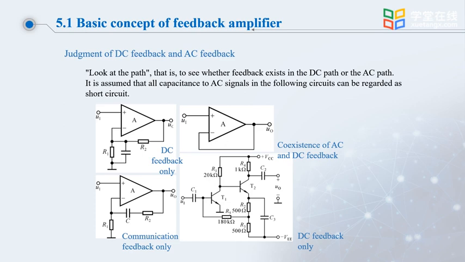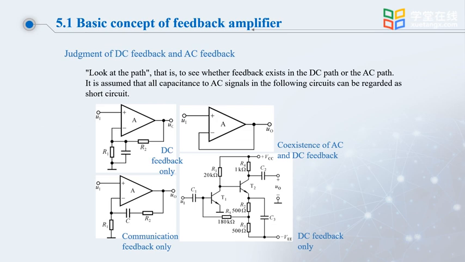So in the figure below, the R2 and the capacitor have changed their positions. In the DC case, R has no connection to the input port, it's cut off, so there is no DC feedback. But the capacitor is a short circuit in the AC case, so there is feedback in AC. So the picture below is just an exchange of feedback, and the figure above is just a DC feedback.